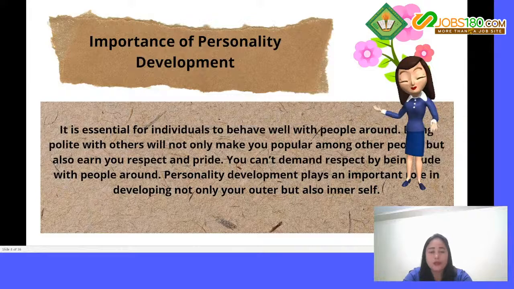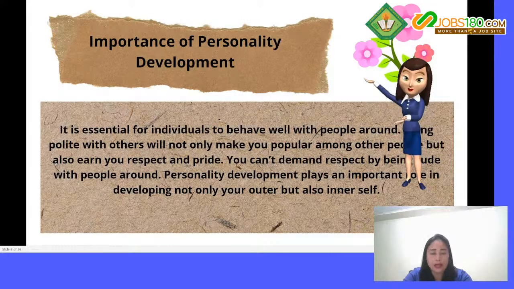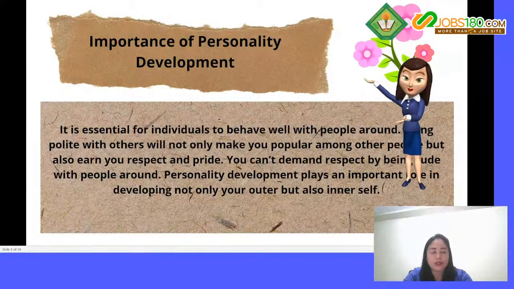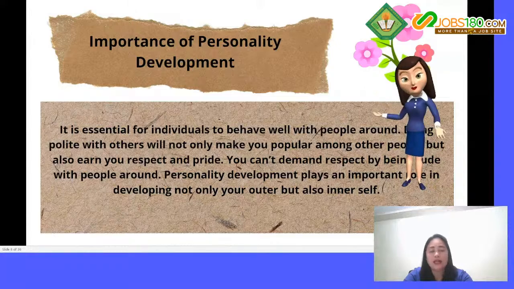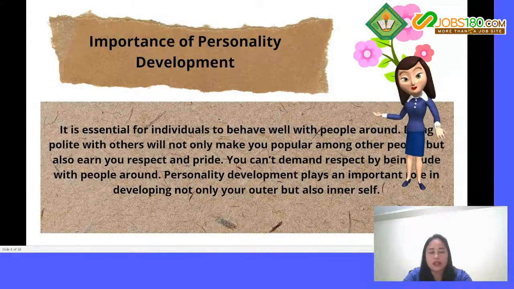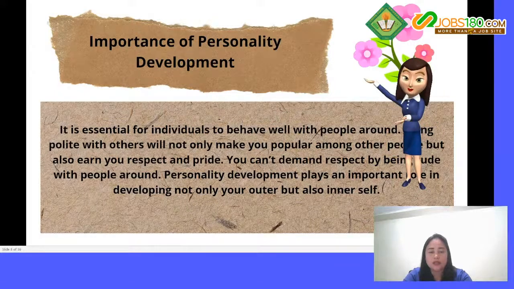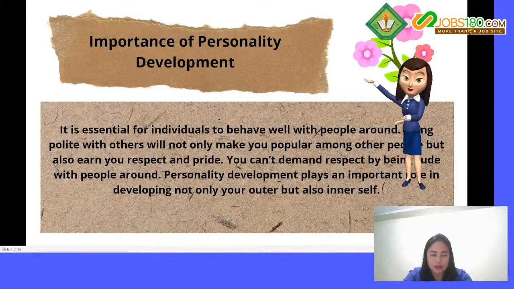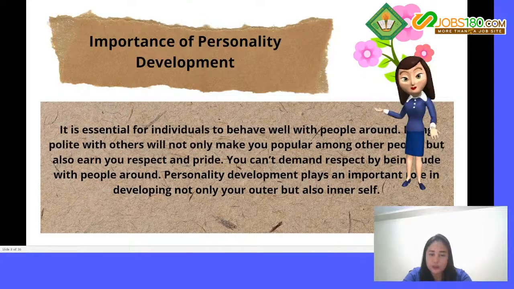Next. It is essential for individuals to behave well with people around. Being polite with others will not only make you popular among other people, but also earn your respect and pride. Yan. The most important is respect and pride. Bilang isang individual, kung ginagalang ka ng tao, ay meron kang pride sa sarili mo, ay merong kumbaga may pagmamalaki ka, nire-respeto ka.